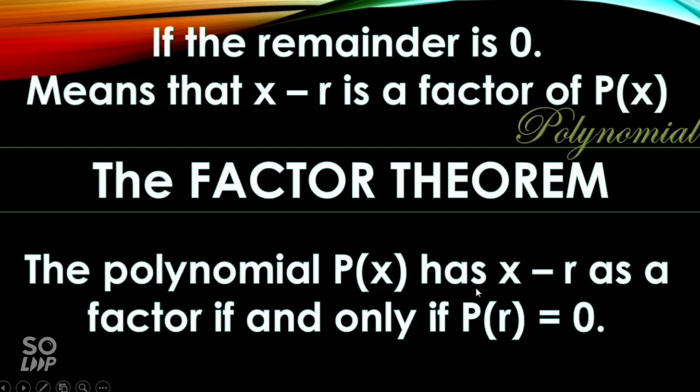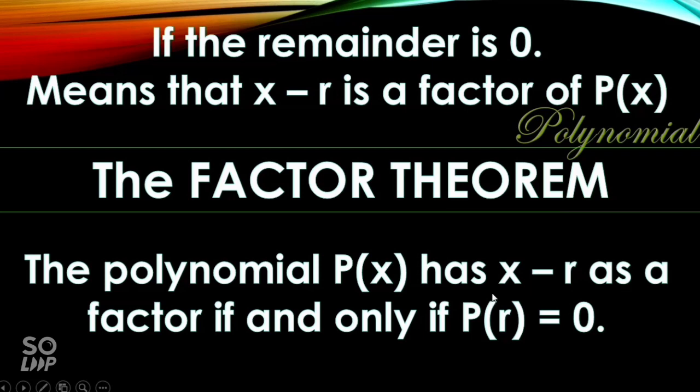The polynomial p of x has x minus r as a factor if and only if p of r equals 0. Okay, in short, kapag ang result ng p of r is 0, ibig sabihin, yung factor na binigay na x minus r is factor ng polynomial p of x. Pero kapag ang result ng p of r ay hindi 0, ibig sabihin, yung factor na binigay na x minus r ay hindi factor ng polynomial p of x.